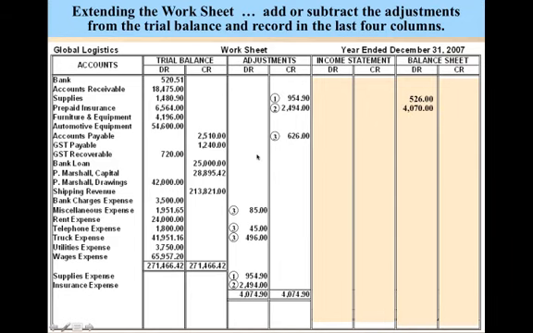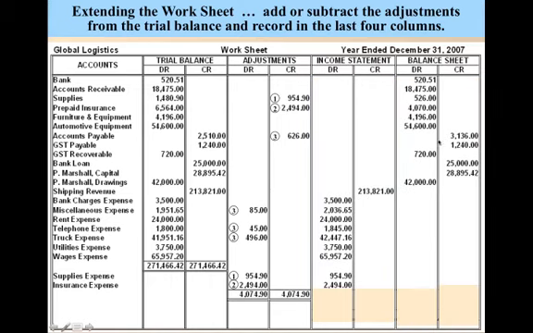Again, there was a debit in prepaid insurance and a credit. So a debit and a credit means subtract. Put the answer there. Here we have a credit and a credit, so we're going to add them. They're both the same. So add those together, put the answer in the appropriate column.